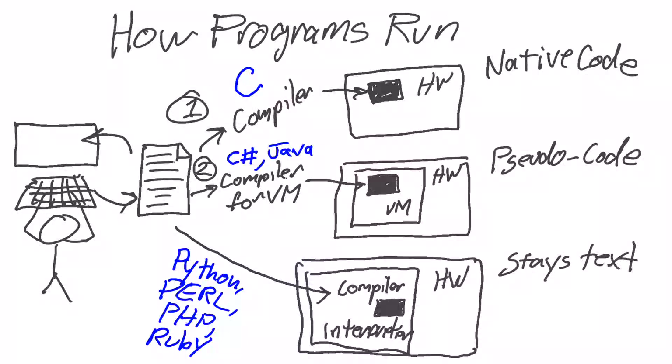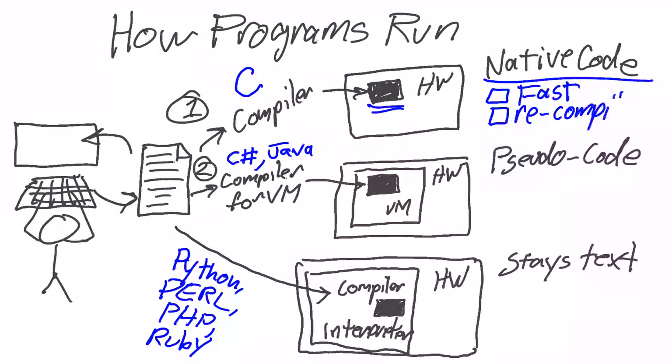So the advantages. In native code, the primary advantage is execution time is fast. This is where things get optimized. The next big advantage, well, it's not really an advantage, it's a disadvantage. That piece of executable code is not portable. You have to recompile to get it to go onto different hardware.